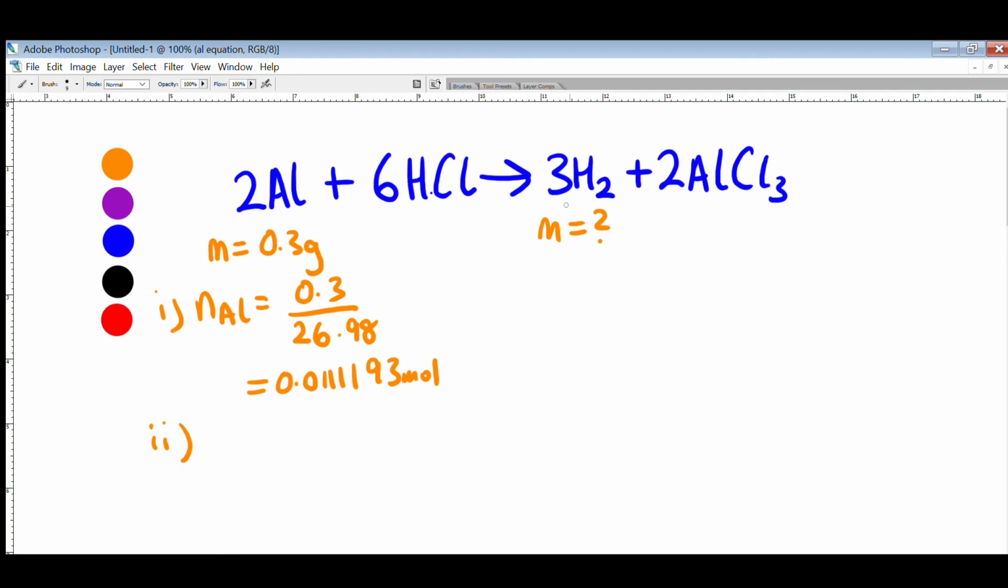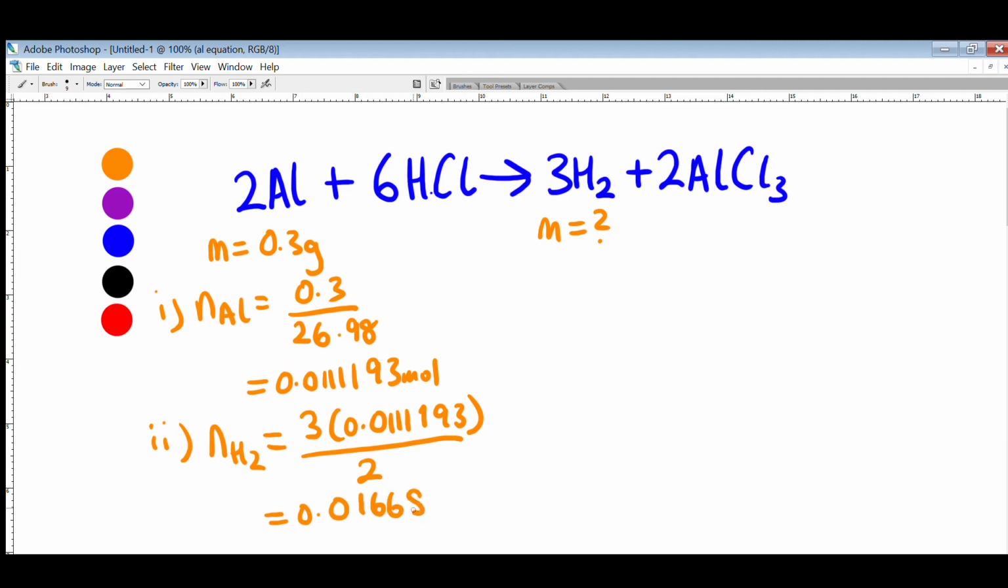So I'll show you a pretty non-mathematical way of reasoning it the first time. For every 2 aluminiums, you expect to get 3 H2. So we know we're going to use this 2 and the 3 somehow. But if you think about it, 2 is smaller than 3. So you would expect that if you consume 2 aluminiums, you're going to end up with more hydrogen gas. So therefore, the moles of hydrogen gas would be equal to 3 times 0.011193 divided by 2, because this will give us a bigger number, which is 0.01668.